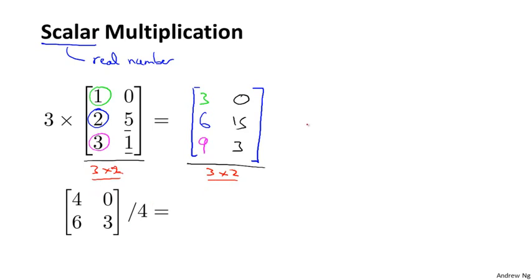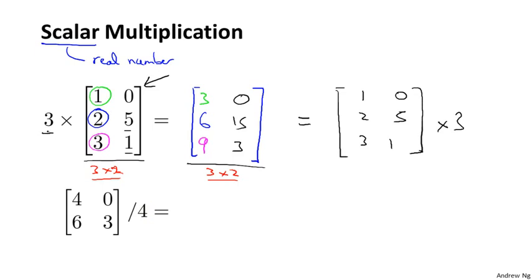And by the way, you can write multiplication either way. So I had 3 times this matrix. I could also have written this matrix, 1, 0, 2, 5, 3, 1, just copied over to the right, and multiplied it by 3. So whether it's 3 times the matrix or the matrix times 3 is the same thing, and this thing here in the middle is the result.